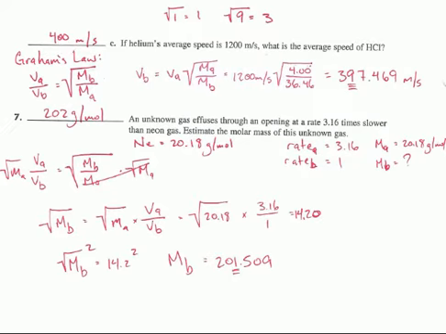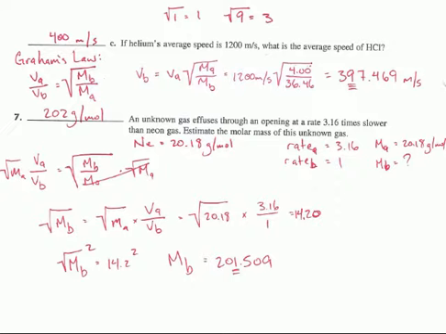Number 7. An unknown gas effuses through an opening at a rate of 3.16 times slower than neon gas. Estimate the molar mass of this unknown gas.